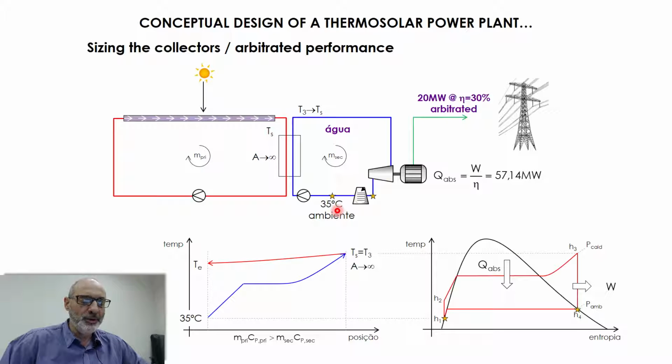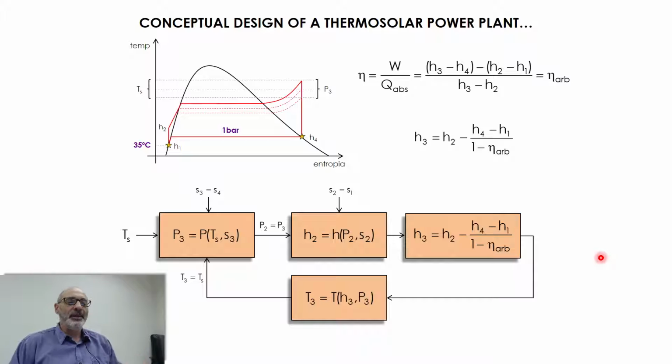So I fixed the temperature here, 35 degrees. It's the same point here, you see the yellow star here. I'm also fixing the environmental pressure here. But I don't know the higher pressure, the maximum pressure. I'm going to have to calculate this. So let's start making some calculations.